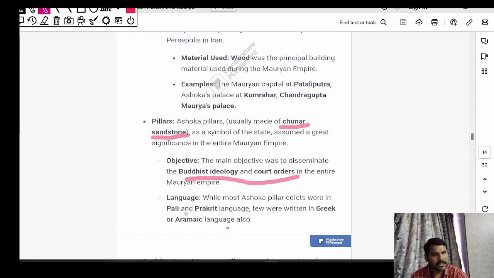And language we have already seen: Prakrit and Pali. Buddhists mostly used the Pali language, and the general population used Prakrit. Also in the northwestern area we have seen the Aramaic language, and the script was Kharoshthi. Here in Prakrit, the script was Brahmi.